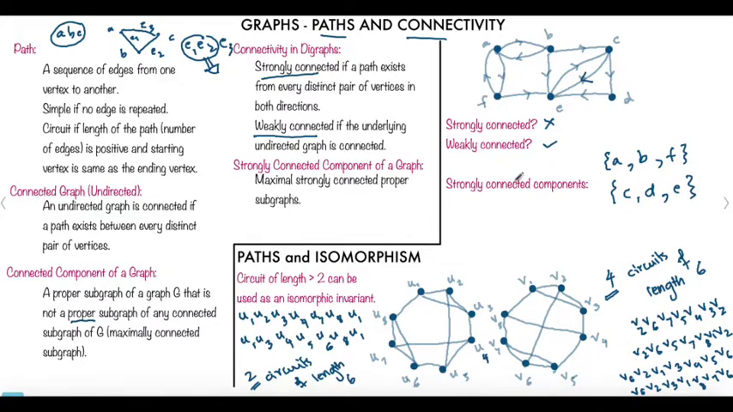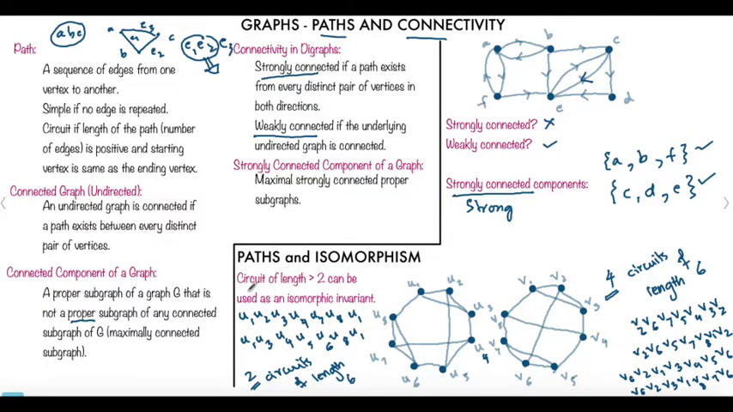connected components. Sometimes it's also called a strong component. So strongly connected is also known as strong component. So this is one strong component of this graph, and this is one strong component of this graph. The other thing we will talk about is that paths and circuits can also be used to check whether two graphs form an isomorphism or not.